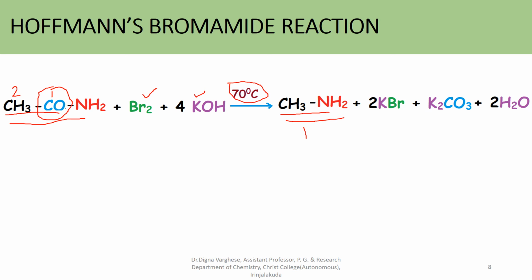Another example is benzamide. Okay, so here we will get aniline after the reaction. Here the CO group is missing. So in Hofmann's bromamide reaction, the product has one carbon atom less than the parent compound.